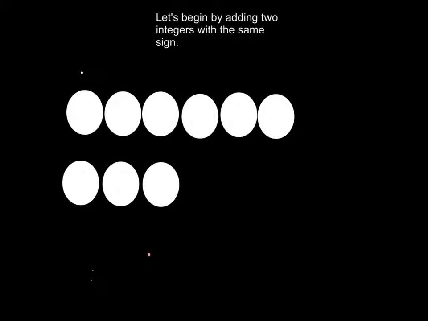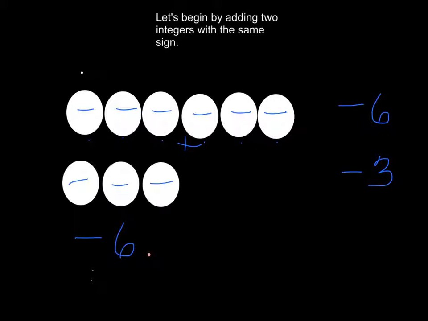Let's add two integers that have the same sign. So if we fill in all these integer chips with negatives, okay? So this means we're adding integers that only have negatives. Both integers that we're adding have the same sign. So if we count up the integers, we have 1, 2, 3, 4, 5, 6. 6 negative integers, which would be negative 6. And then we're going to add to that 3 negative integers, negative 3. So we can write an equation that looks like this: negative 6 plus negative 3.